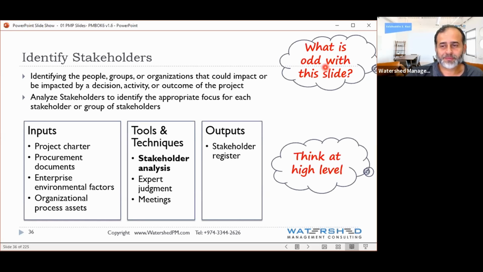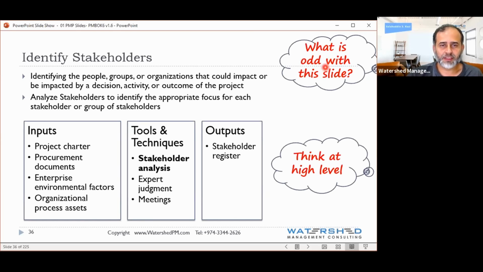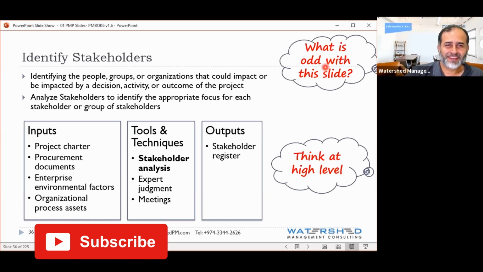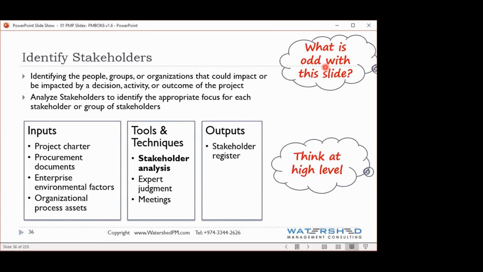Something is wrong in this slide. Figure it out. Procurement documents. This is the details requirement document, this is the details stakeholder analysis, there's no problem there. The problem is high level. It's not about the details. You want me to give you a hint?